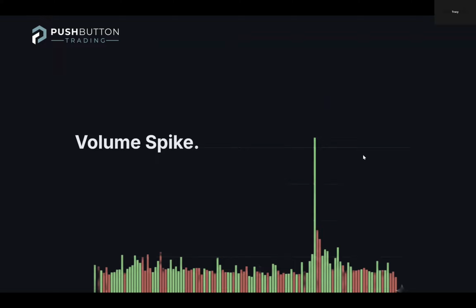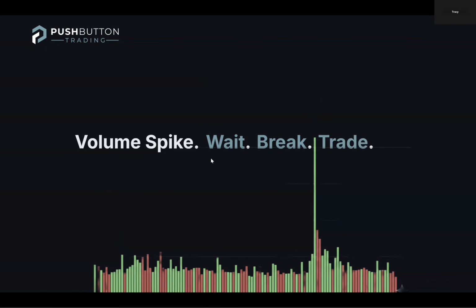So essentially there's a couple steps here. We're going to wait for the volume spike to come in. We're going to wait a certain number of candles. Let's just say 3 candles, for example. And then we're going to wait for a break in a certain direction. We'll talk more about this in a sec. And then we're going to place a trade, okay? So it's a volume spike, we wait X number of candles, we wait for a break, and then we trade, okay?